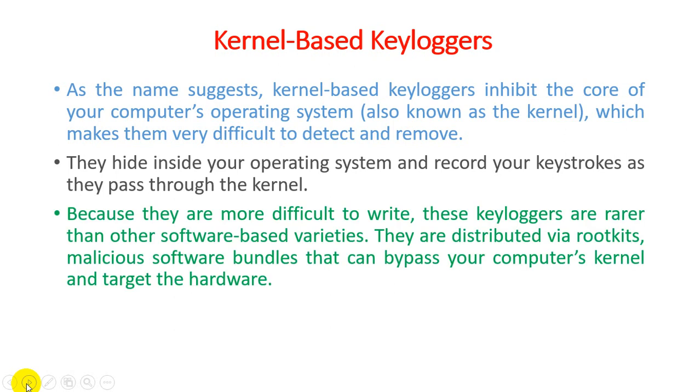Because they are more difficult to write, these keyloggers are rarer than other software-based varieties like API-based and form grabbing. They are distributed via rootkits, malicious software and bundles that can bypass your computer's kernel and target the hardware. As we previously said, API-based and form grabbing are part of software keyloggers, and kernel-based keyloggers are known as hardware-level keyloggers, and they are rare because it is very difficult to write and install them on a particular node within any system.